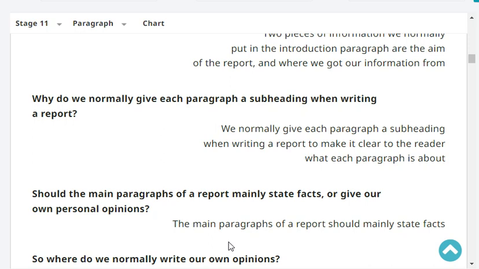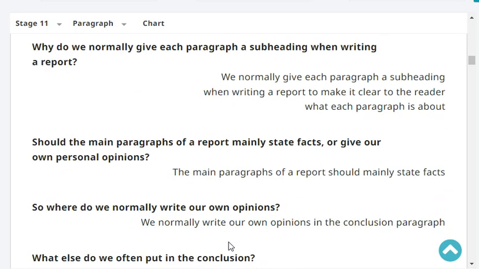Why do we normally give each paragraph a subheading when writing a report? We normally give each paragraph a subheading when writing a report to make it clear to the reader what each paragraph is about.